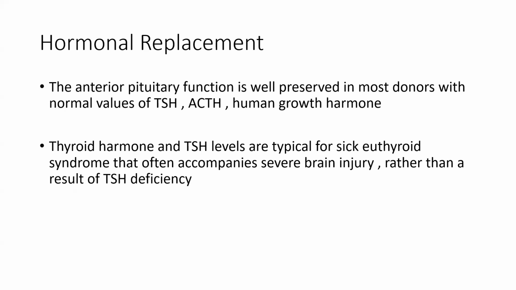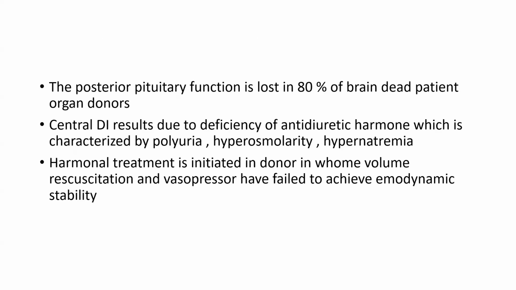Regarding hormonal replacement, anterior pituitary function is well preserved in most donors, with normal values of TSH, ACTH, and human growth hormone. Thyroid hormone and TSH levels are typical for sick euthyroid syndrome that often accompanies severe brain injury rather than the result of TSH deficiency. Posterior pituitary function is lost in 80% of brain dead patients. So central diabetes insipidus results from the deficiency of antidiuretic hormone, which is characterized by polyuria, hyperosmolarity, and hypernatremia. So hormonal treatment is initiated in donors in whom volume resuscitation and vasopressors have failed to achieve hemodynamic stability.